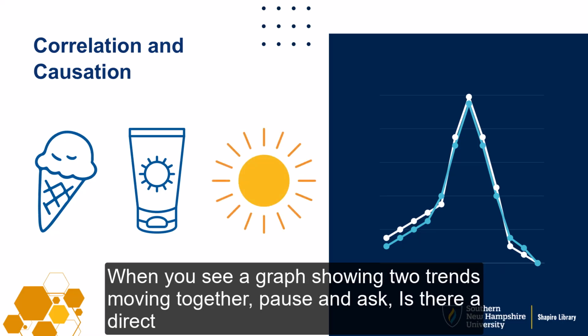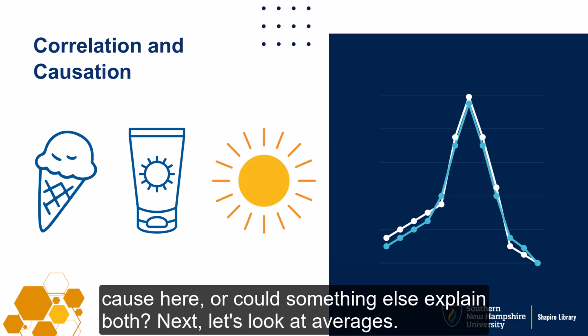When you see a graph showing two trends moving together, pause and ask, is there a direct cause here, or could something else explain both?